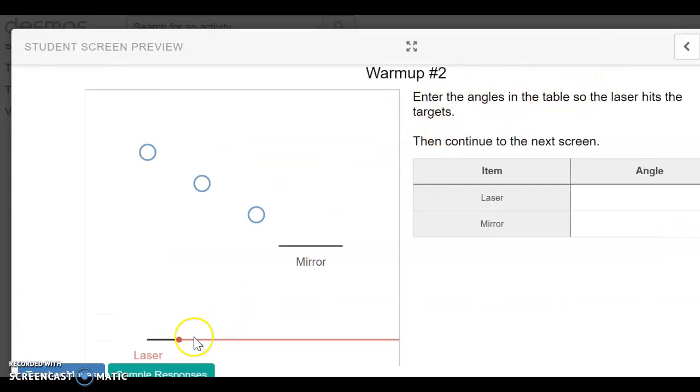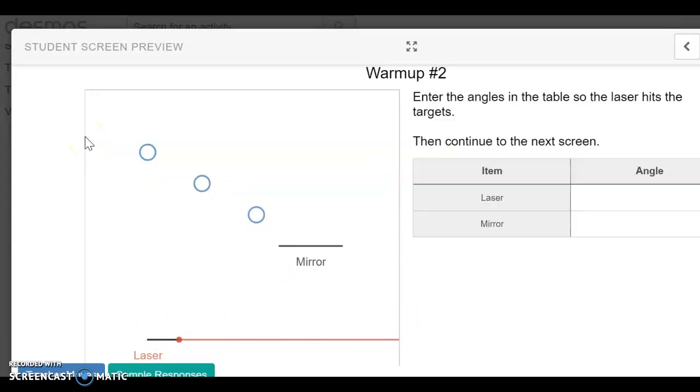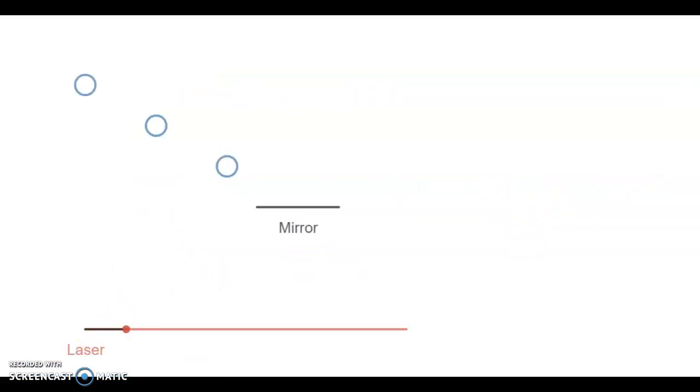The second one, let's try it here. So we have a laser right now that's pointing at 0 degrees, so it points to the right. We want to angle it up so that it shoots towards the mirror, bounces off, and goes through all 3 of the targets. So that means this next one, I want my laser to point towards the mirror, right?